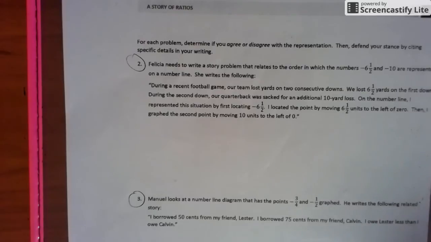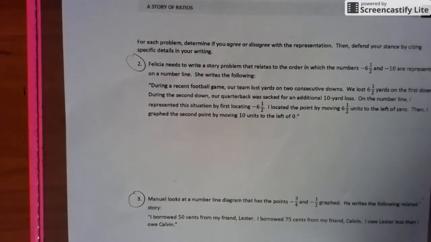Today we are looking at writing story problems based off of the integers that are given. So 2 that we're going to look at today, we're going to look at question 2 and question 3. We're going to kind of pick them apart. So our goal today is we have to agree or disagree with the little story that each person made up, and then defend your stance by citing specific details as to whether or not we agree or disagree with them. So the first one we're going to look at is Felicia.